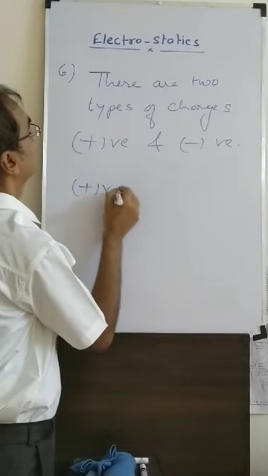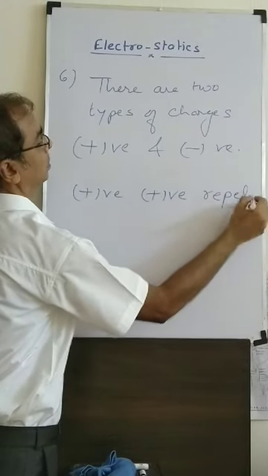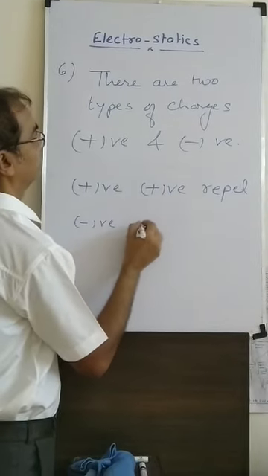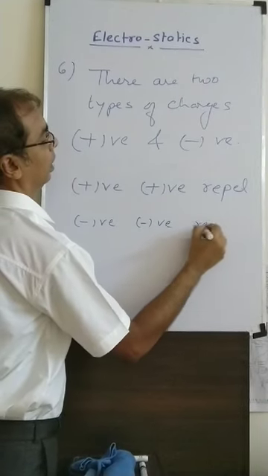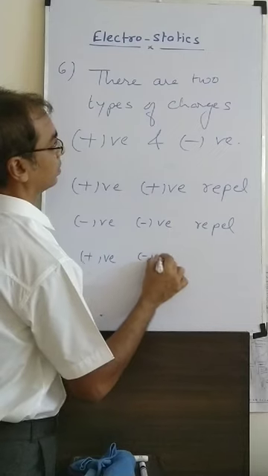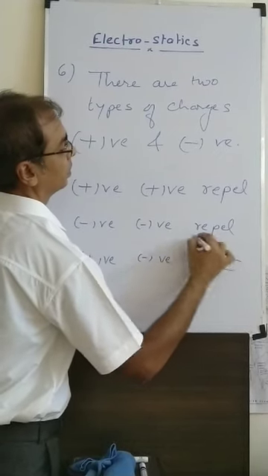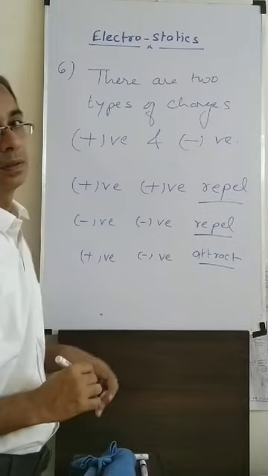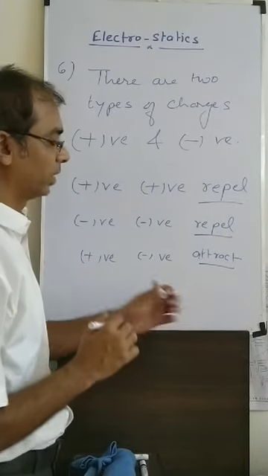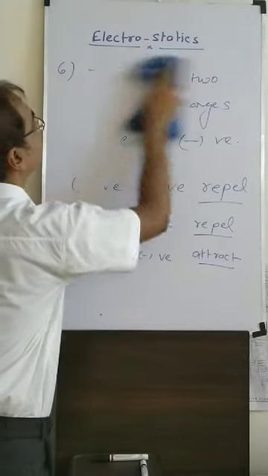Positive positive repel, negative negative repel, positive negative attract each other. Okay, positive negative attract each other. This also we have to remember. Alright, let's see another property.